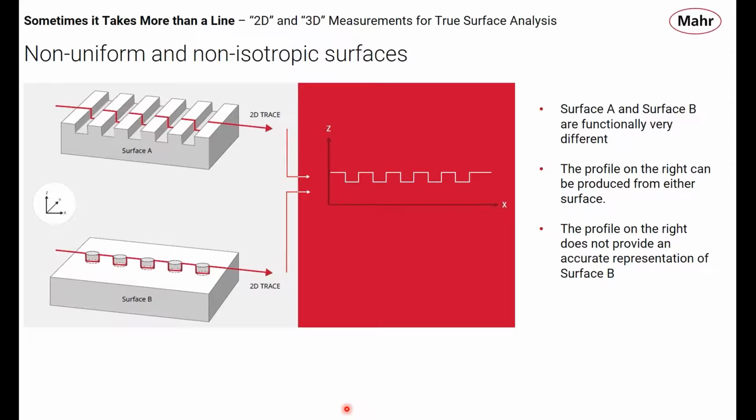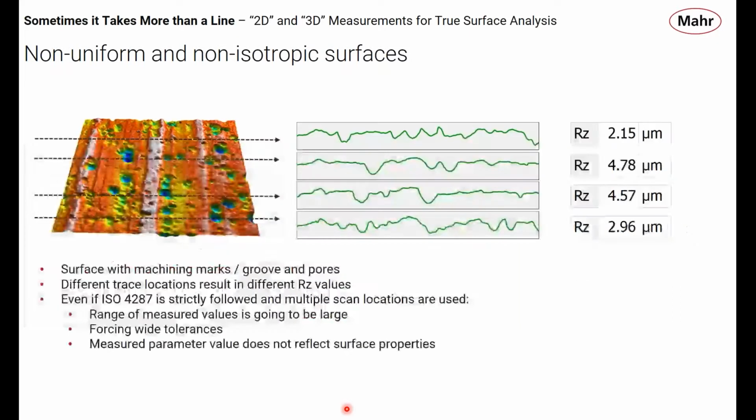So the point stands that a profile, while it represents surface A very, very well, and surface A looks very much like a ground surface or a rolled surface or an extruded surface, these are the surfaces that we traditionally say make your measurement perpendicular to the lay and everything's great. And it really is. It does do a good job of defining surface A. It does a terrible job of defining surface B. So this is what we're talking about with these non-uniform, non-isotropic surfaces.